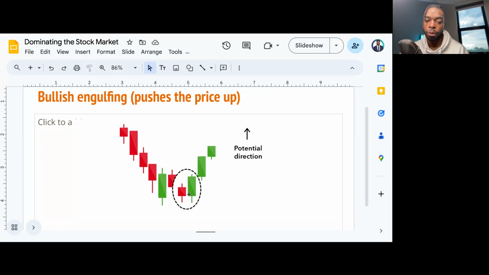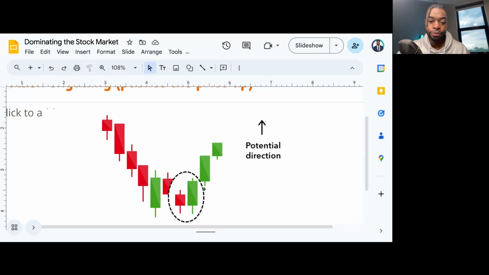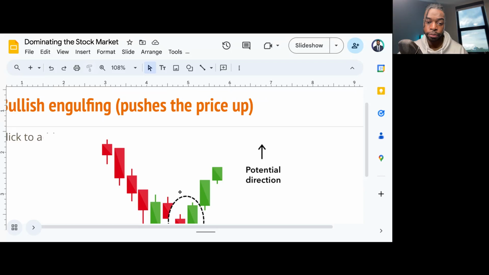Now, bullish engulfing, what does that mean? It just basically means a big green bar eating up a little red bar at the bottom of a downtrend. So that signifies a reversal up.